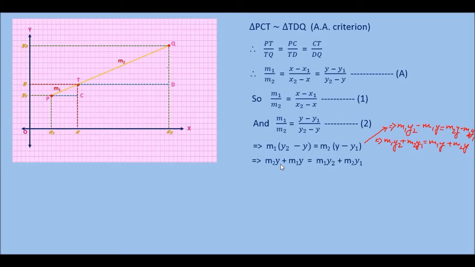Okay. Now we will be taking out this y as the common factor from these two terms, and we will be having m1 plus m2 within the bracket, which when taken to the right hand side will be coming down as the denominator. So we are having the value of y, that is the ordinate value of this point t, which is equal to m1y2 plus m2y1 divided by m1 plus m2.